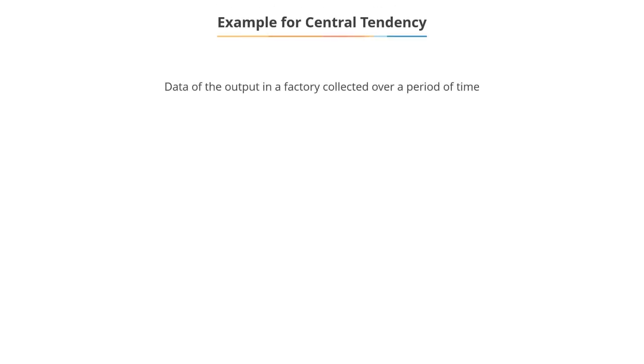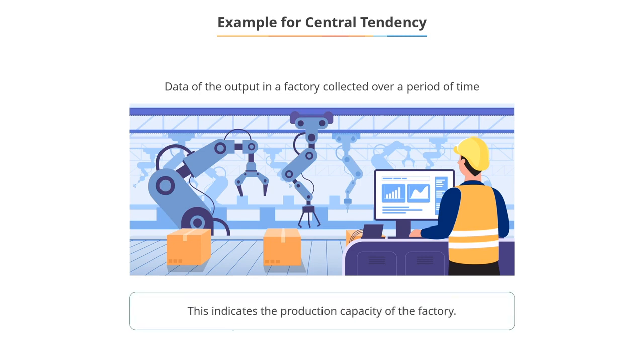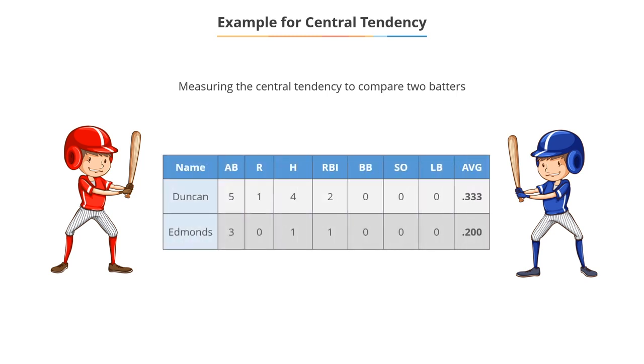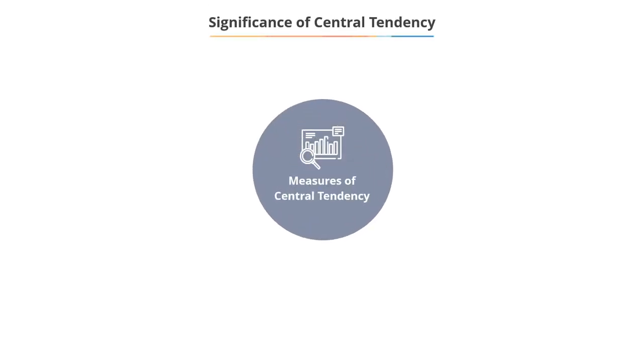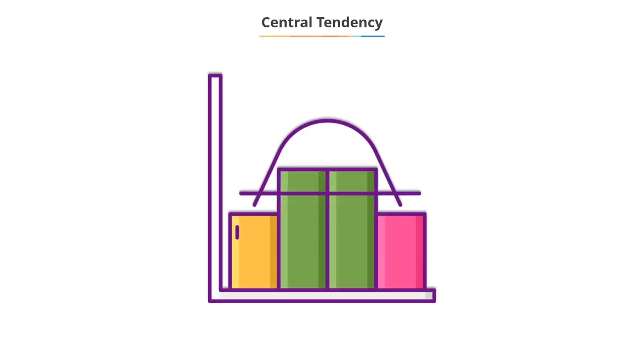For instance, data of the output in a factory collected over a period of time is indicative of the production capacity of the factory. Now, it can be used even in a sport like baseball. The measure of central tendency will help you compare two batters based on the data sets collected. So, the average number of runs scored by the two batters can be compared to know the better player. As you can see, the measure of central tendency facilitates the comparison of data and helps in arriving at more informed decisions.